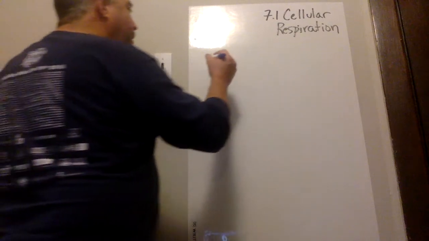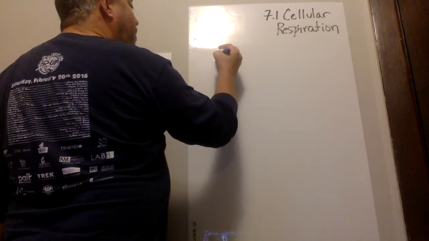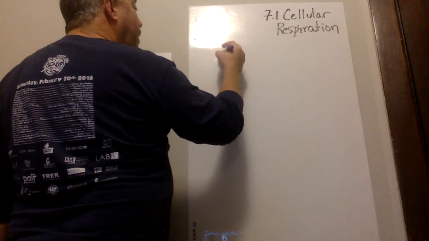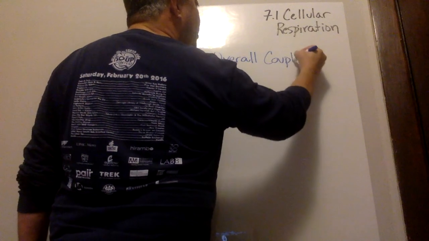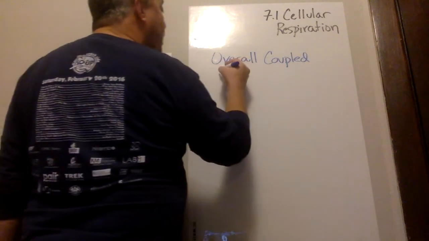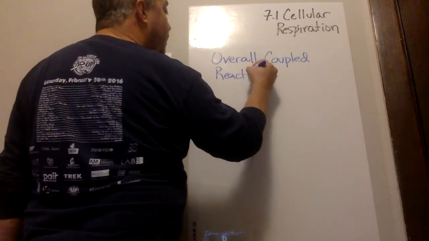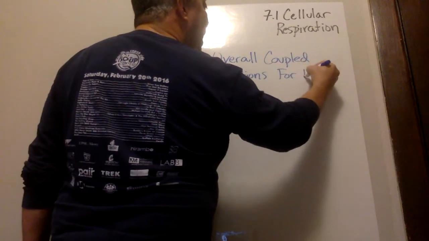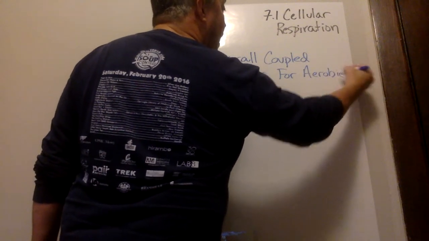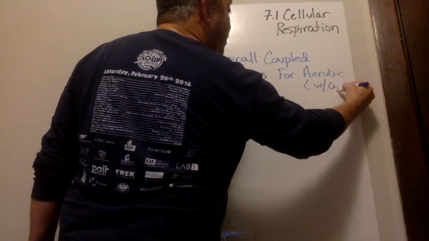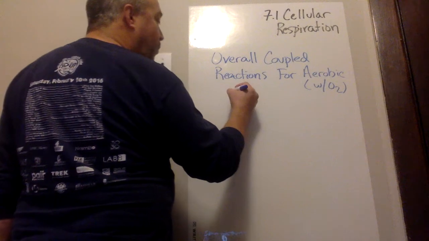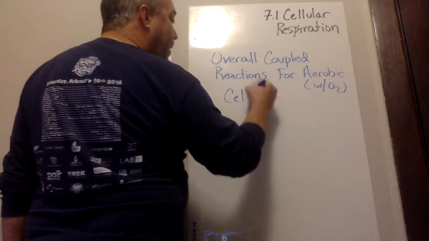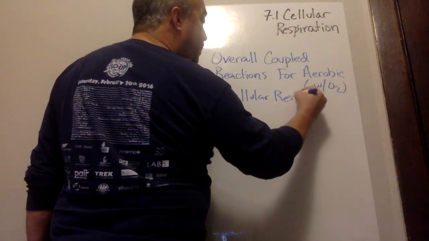The second learning outcome is what are the overall equations? So we talked about how energy and molecules move together. And so this is the overall coupled. Remember, energy and matter move together. So these are going to be the overall coupled reactions for aerobic. And all aerobic means is that we're going to do it with oxygen. You can also do cellular respiration without oxygen. So this is going to be the one with oxygen because that's one we know best. For aerobic cellular respiration.